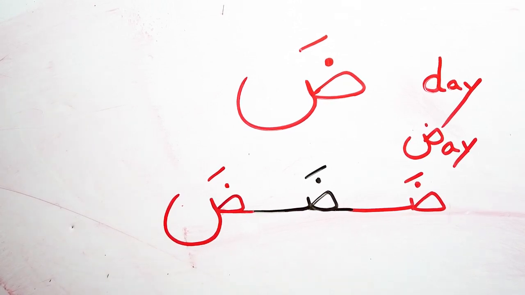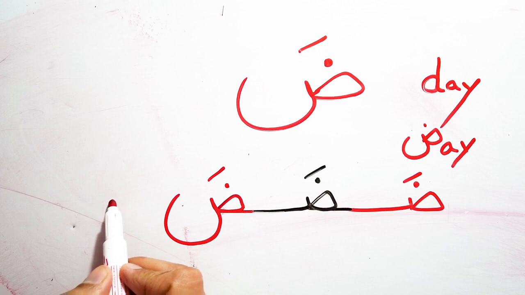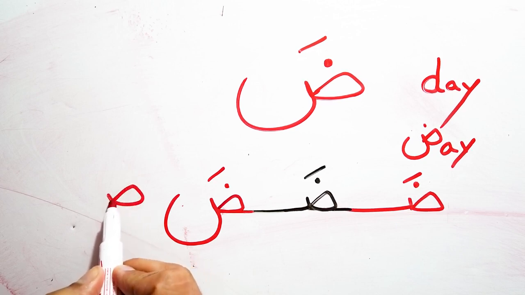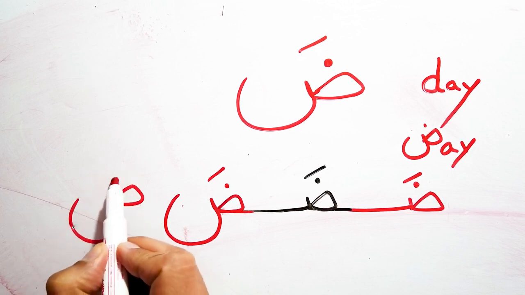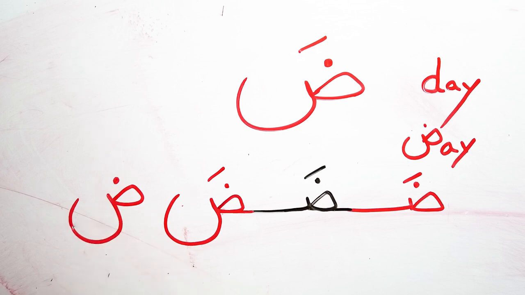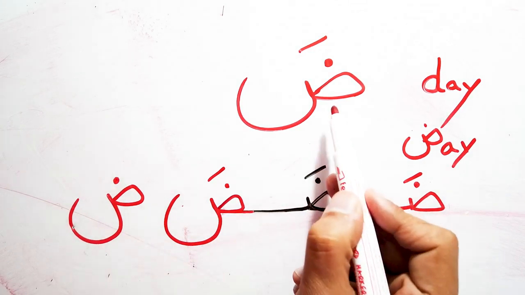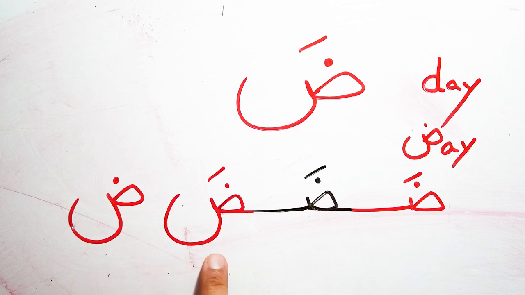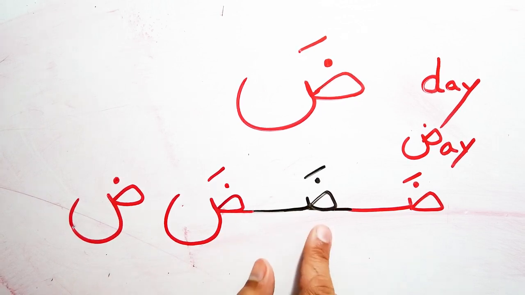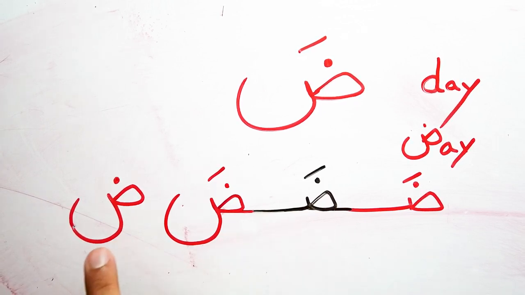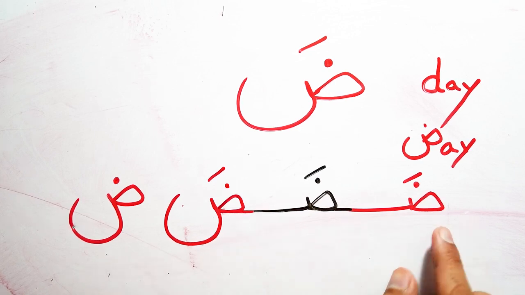Okay, now let's add one more shape of ba when it is in the end of the word. It can be like this as well, which is equal to this one here. This one when it is connected to the previous letter, and this one when it is not connected. Ba.